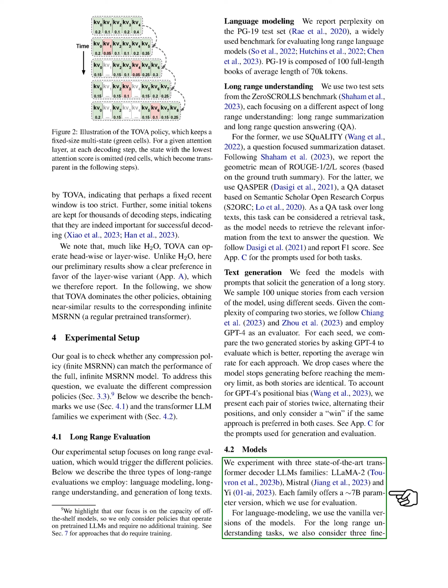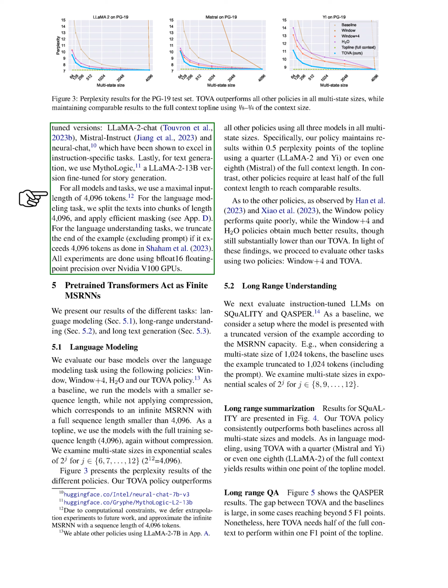Each family offers a version with around 7 billion parameters, which we used for evaluation. For language modeling, we used the basic versions of the models. For the long-range understanding tasks, we also considered 3 fine-tuned versions. Lastly, for text generation, we used Mythologic, a Llama 2-13b version fine-tuned for story generation.